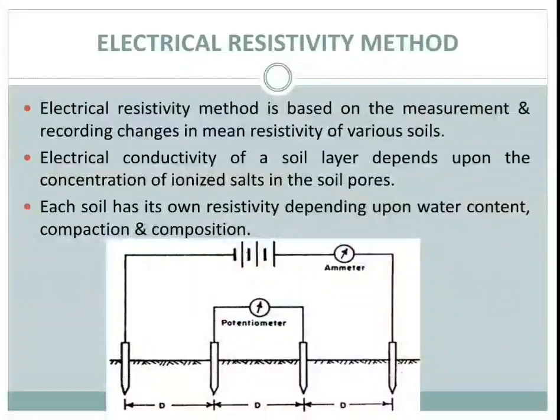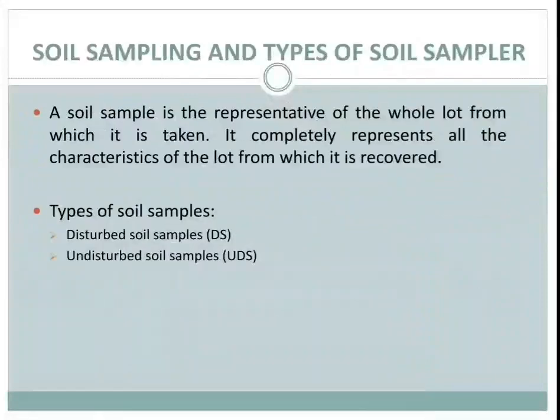The distance between two electrodes may be equal to the depth of exploration, or the depth up to which the ground resistance is to be measured. Then current is passed between the two outer electrodes and the potential drop is measured between the inner electrodes using a potentiometer. Each soil has its own resistivity depending upon water content, compaction and composition.